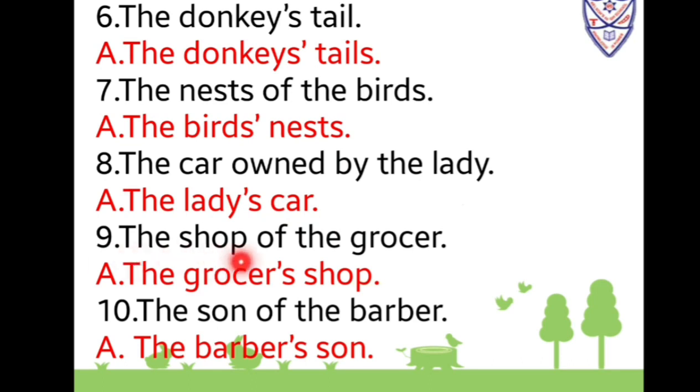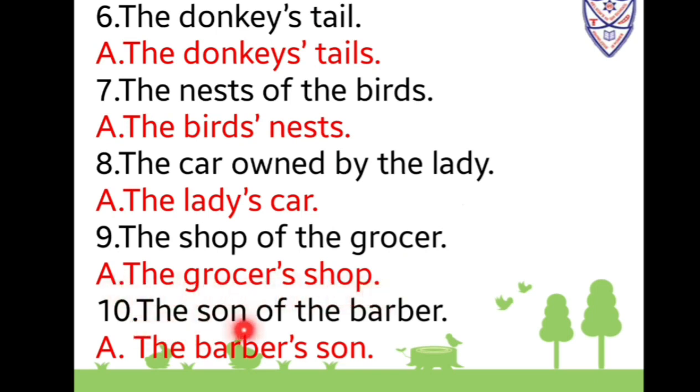Ninth one, the shop of the grocer. So the answer will be the grocer's shop. Now over here again grocer is in singular form, so its possessive case form will also be singular. So what we will do after r, we will add apostrophe s to show the possession. So the answer will become the grocer's shop.